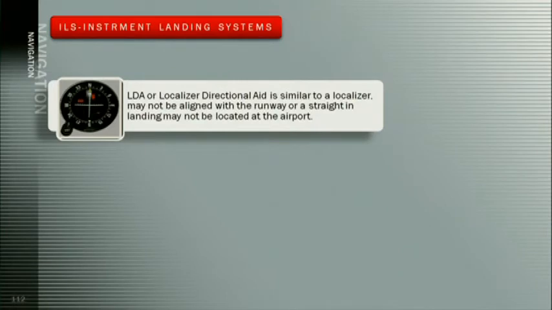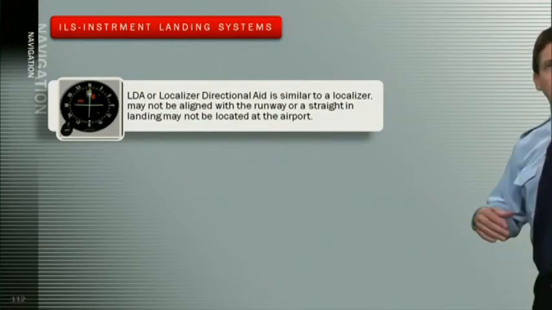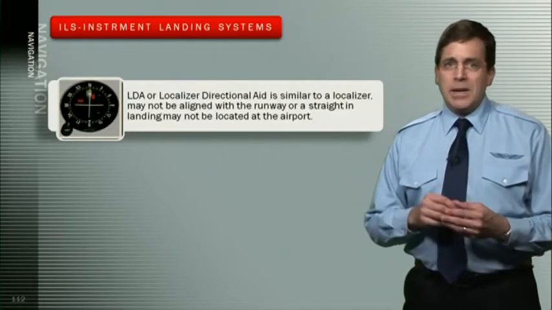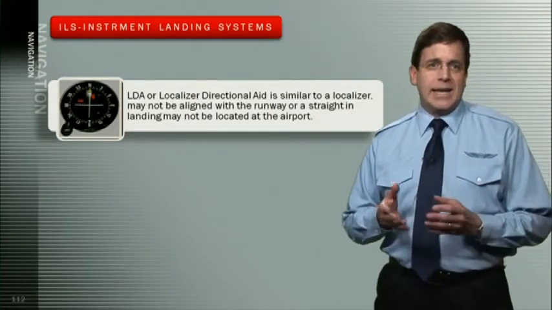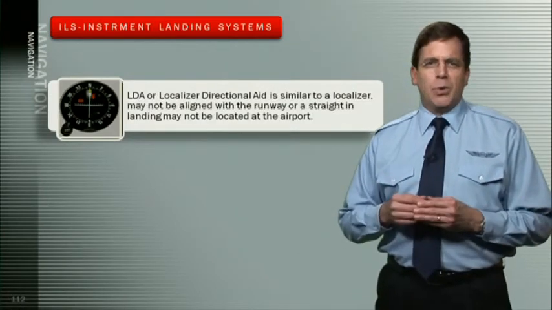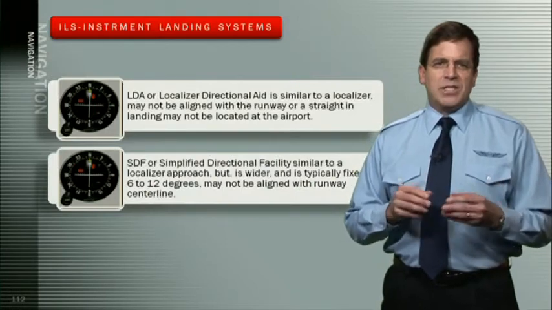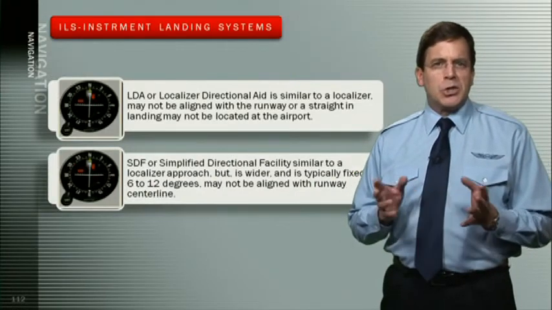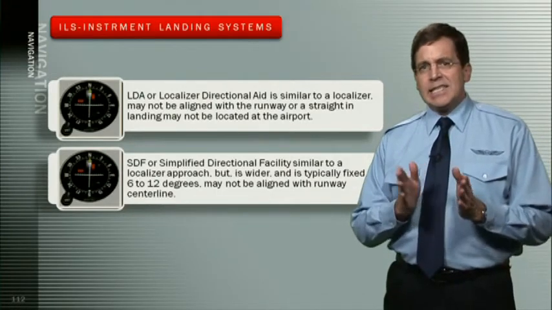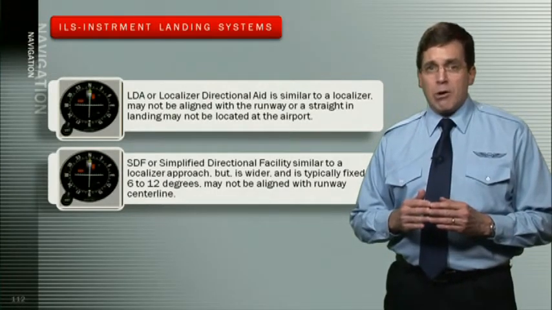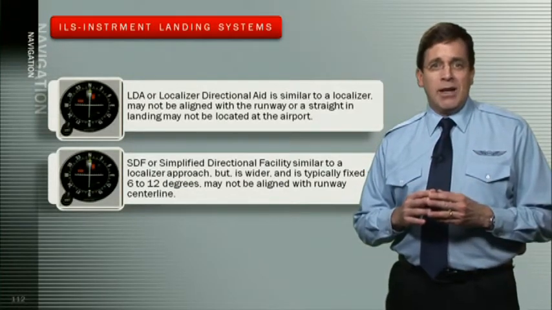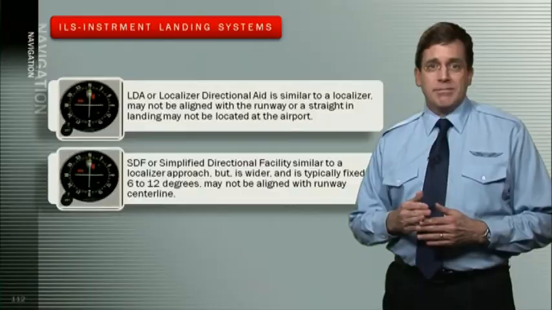If you see an LDA approach, expect it to work similar to a localizer, but with some distinct differences. It may not be aligned with the runway or have straight-in landing minimums. An LDA also may not be located at the airport. The SDF, or Simplified Directional Facility, is similar to a localizer approach, but it's wider and it's typically fixed at 6 to 12 degrees rather than the narrower width of the localizer. The SDF also may not be aligned with the center line of the runway.